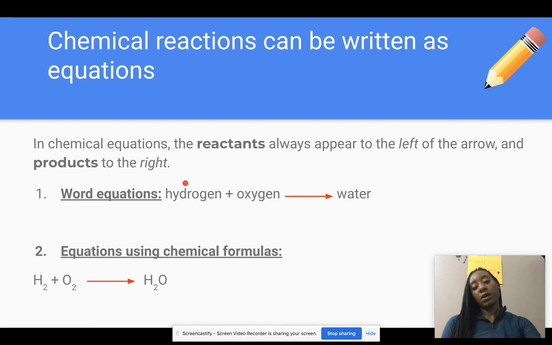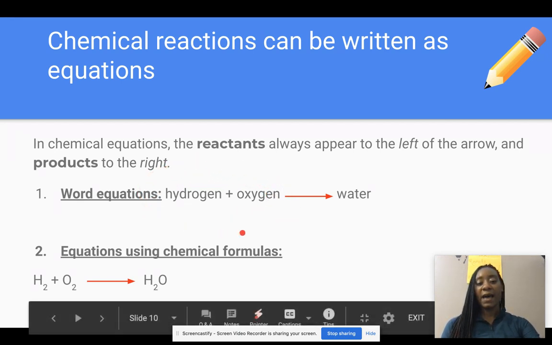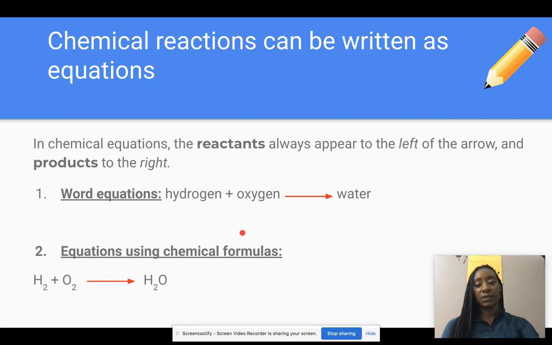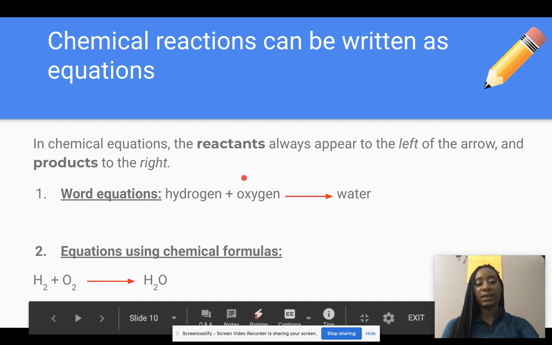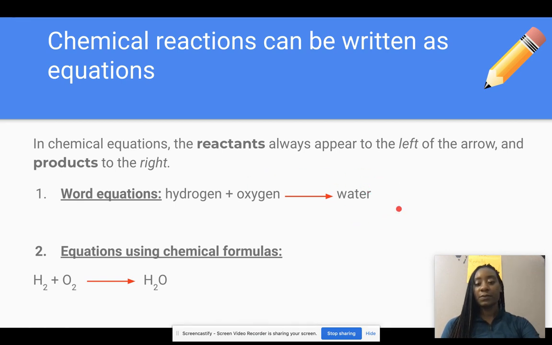Circle hydrogen and oxygen here, and label this as a reactant or as the product. Just put an R at top or a P at the top. Then circle water and do the same thing. Label this as the reactant or label this as a product. Remember to pay attention to the arrow.